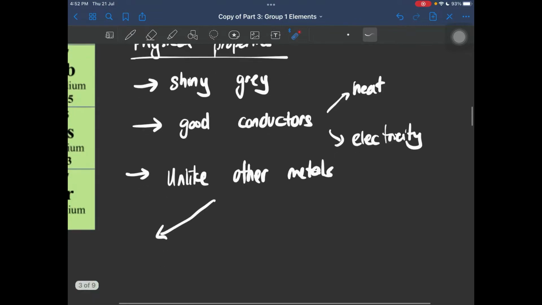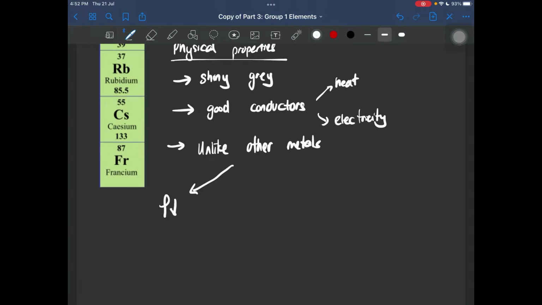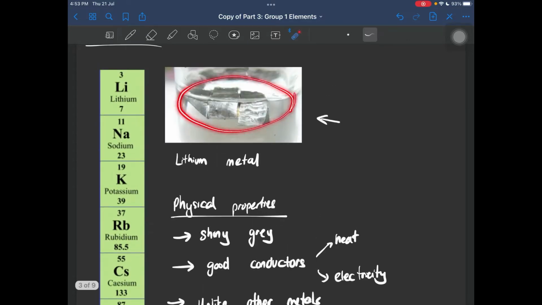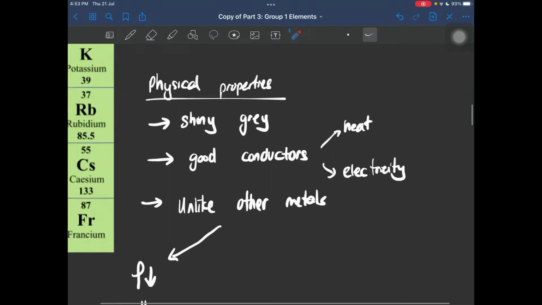Well, that's because group 1 elements, unlike other metals, have low density. The density of group 1 elements is lower than the density of water, which is why it's floating on water. Okay, that's the first thing.